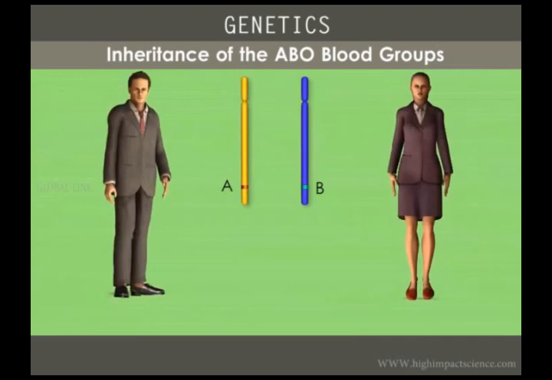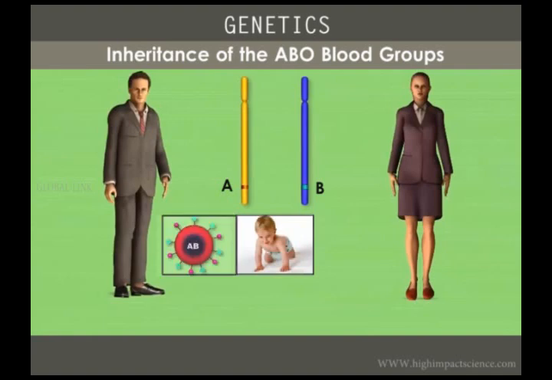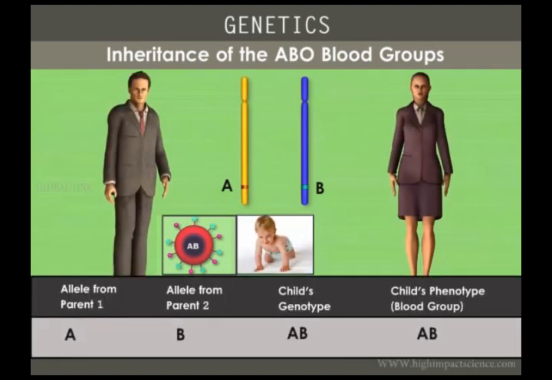However, if the allele from one parent is A and the other is B, both alleles are expressed due to codominance. In this case, the red blood cells will have both antigens A and B, and the child's genotype is AB and the phenotype is blood group AB.